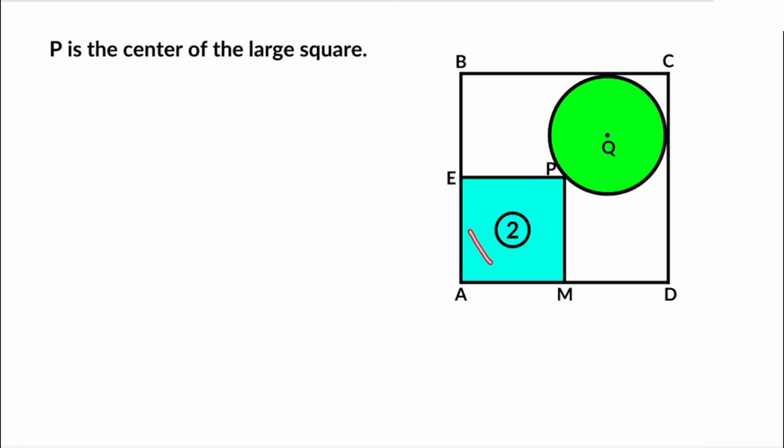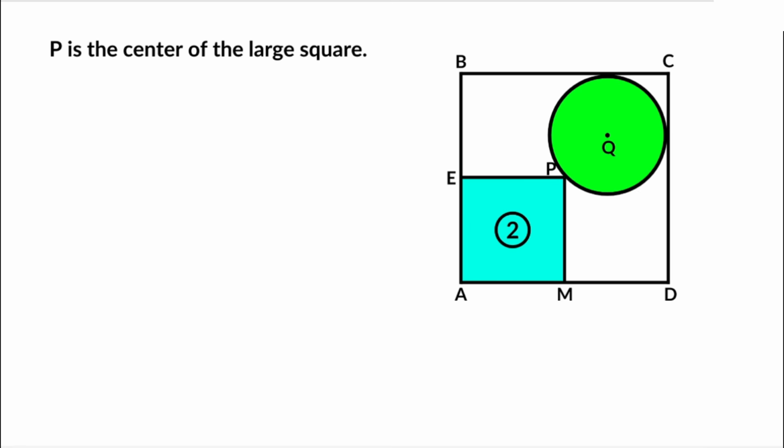We have a large square, ABCD, and tucked perfectly into its bottom left corner is a smaller blue square, AEPM. Now, we have two crucial pieces of information. First, the top right corner of the small blue square, point P, is exactly at the center of the large square. And second, the area of the small blue square is exactly 2 square units.